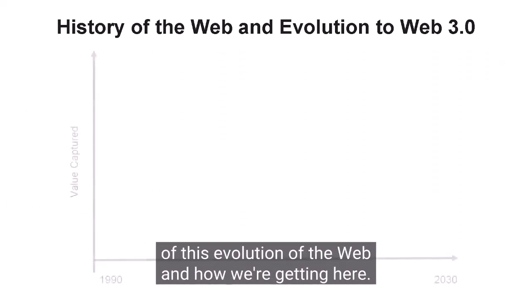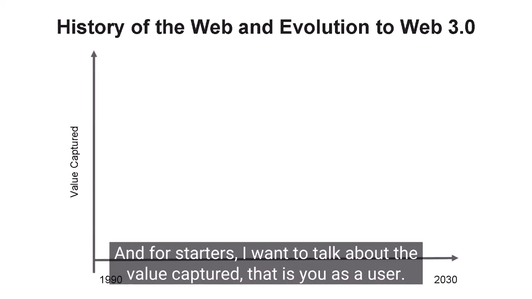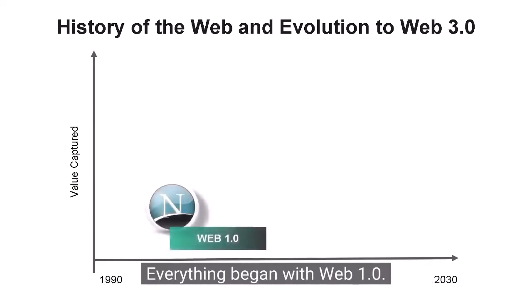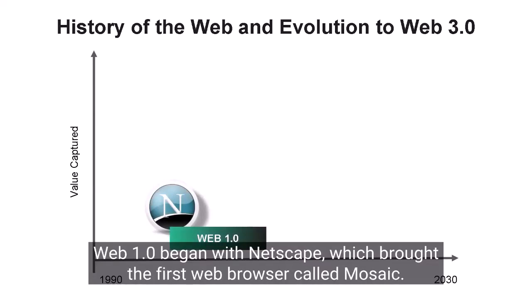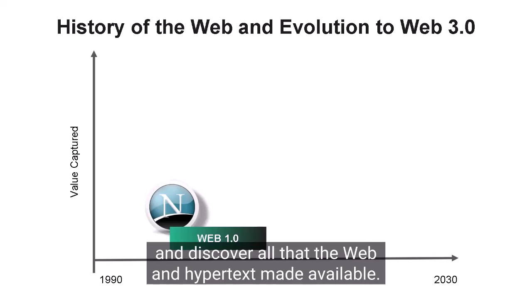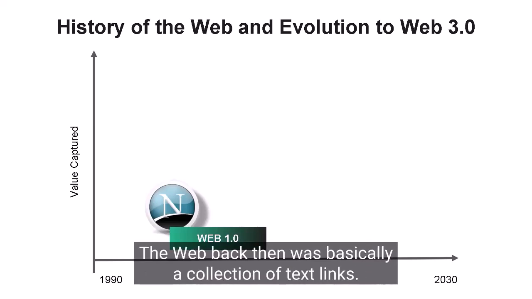So let me explain to you a little bit of this evolution of the web and how we're getting here. And for starters, I want to talk about the value captured. That is, you as a user, how much value are you capturing for your interaction with the World Wide Web? Everything began with Web 1.0. Web 1.0 began with Netscape, which brought the first web browser called Mosaic. This was the first tool that enabled people to navigate the World Wide Web and discover all that the web and hypertext made available. The web back then was basically a collection of text links.